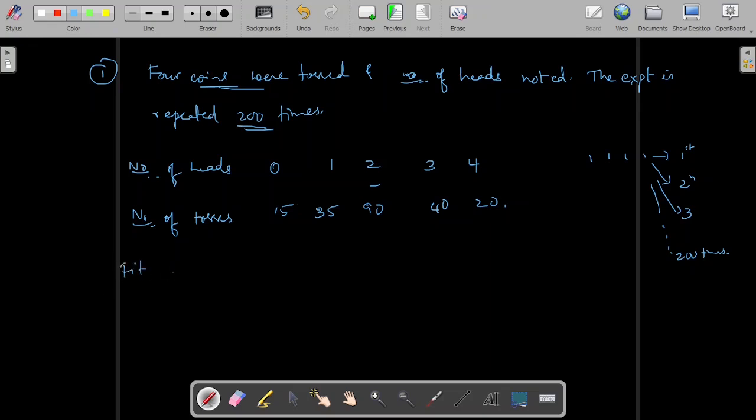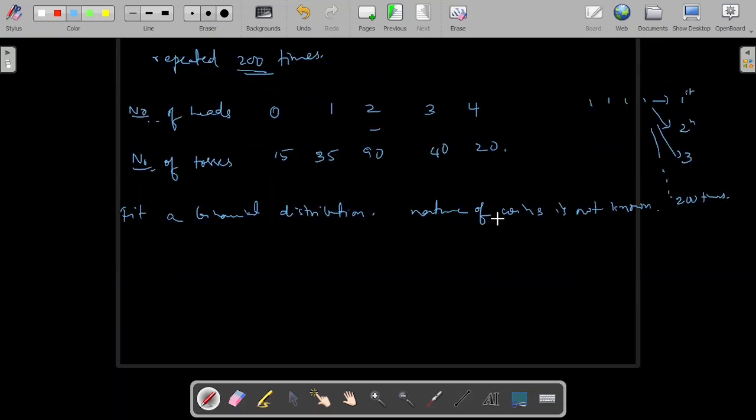Now you have to fit a binomial distribution to these observed results, assuming that the nature of the coin is not known. Nature of coin means what? Whether it is a biased coin or an unbiased coin, we don't know. If it is an unbiased coin, then the probability of success, getting a head, is half, and the probability of failure is also half. Nothing is mentioned, so we can't directly take the probability of success as a half.